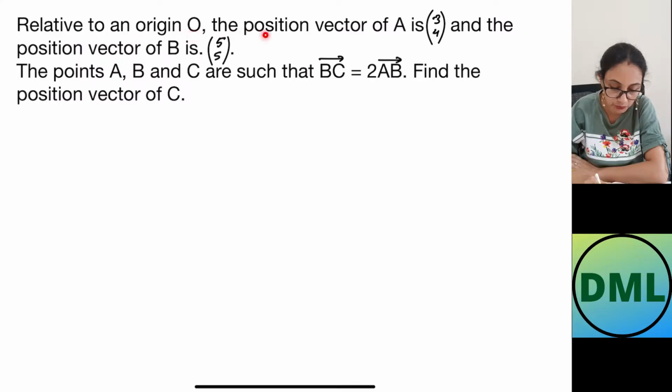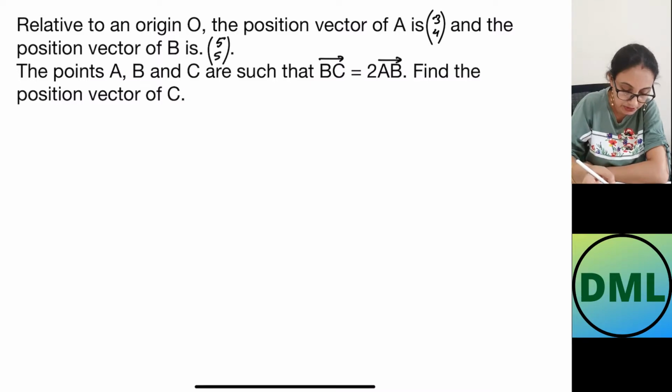Relative to an origin O, the position vector of A is (3, 4) and the position vector of B is (5, 5). The points A, B and C are such that vector BC is equal to 2 times vector AB. Find the position vector of C. Now let's do this question here.